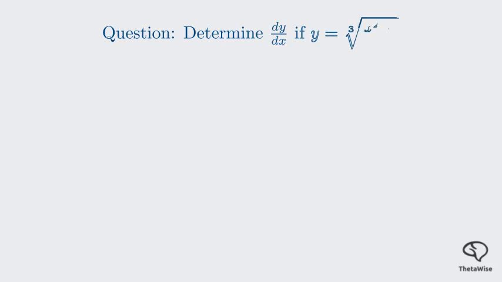All right, let's work through our first example. This will demonstrate the three-step method in action. The problem is to determine dy/dx if y equals the cube root of the quantity x squared minus 1 divided by x squared plus 1.